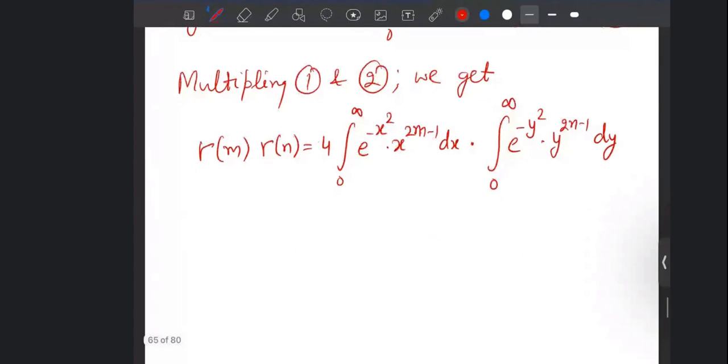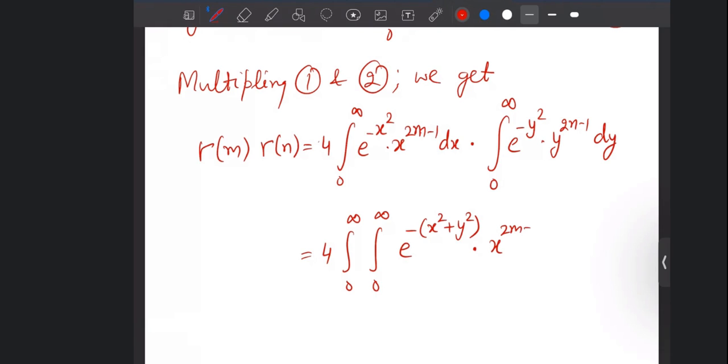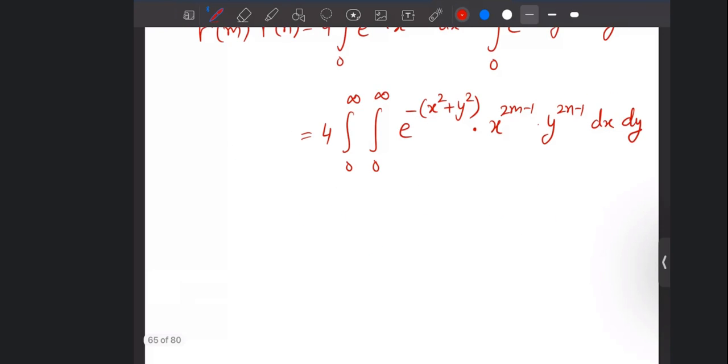Then it will convert to the product of these two integrals, whose limits are constant and whose variables are independent of the others, so they convert to a double integral. Integration 0 to infinity e raised to power minus (x square plus y square) into x raised to power 2m minus 1 into y raised to power 2n minus 1 dx dy. Then change into polar coordinates.